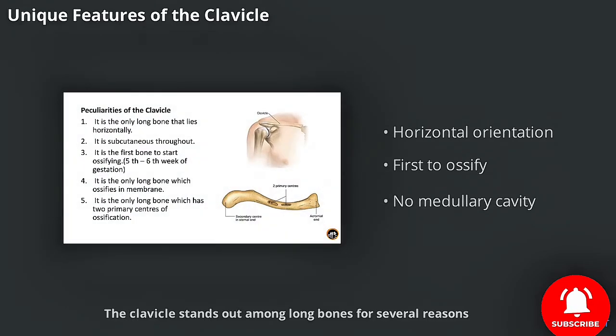Clavicle stands out among long bones for several reasons. It is the only long bone that lies horizontally and is subcutaneous throughout its length. It is also the first bone to start ossifying in the body and is unique in ossifying in membrane rather than cartilage. The clavicle has two primary centers of ossification and lacks a medullary cavity. Occasionally, it may be pierced by the middle supraclavicular nerve.